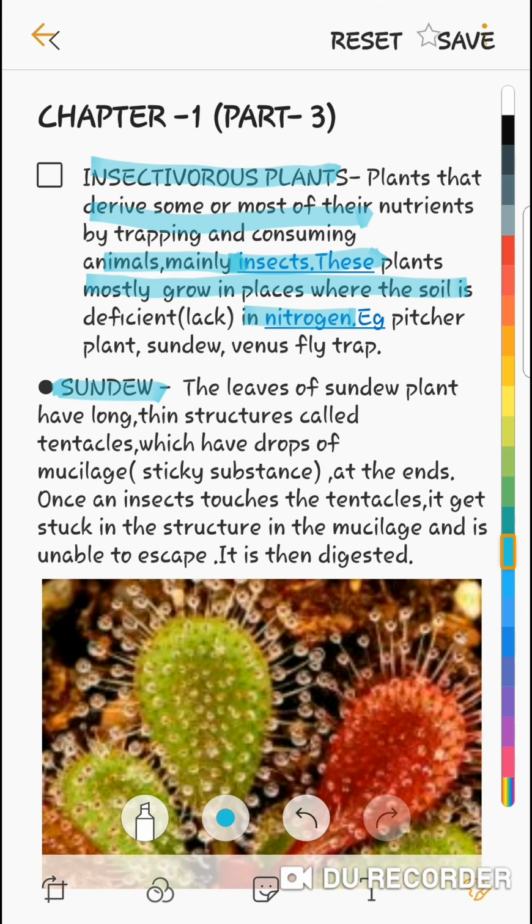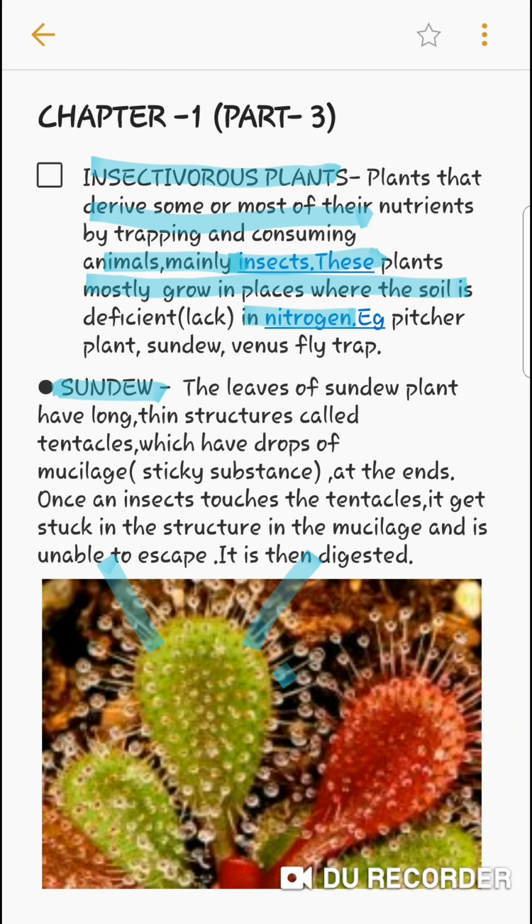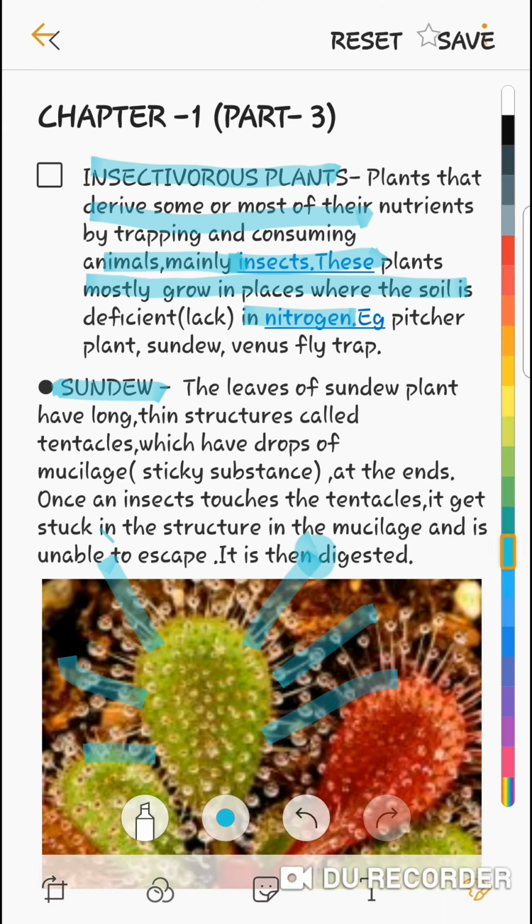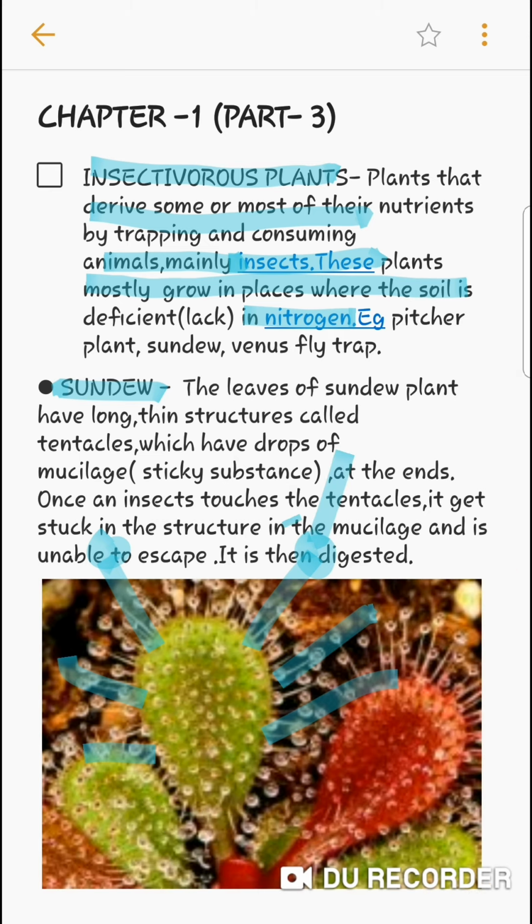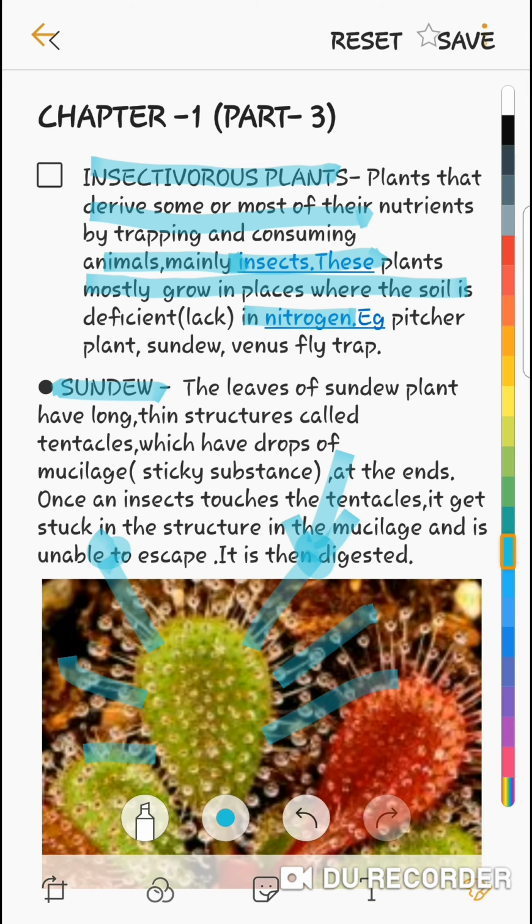Sundew. The leaves of the sundew plant have long, thin structures called tentacles. You can see these are the tentacles, which have drops of mucilage, a sticky substance, just like Fevicol or gum. Once an insect touches the tentacles, it gets stuck in the mucilage and is unable to escape. It is then digested.